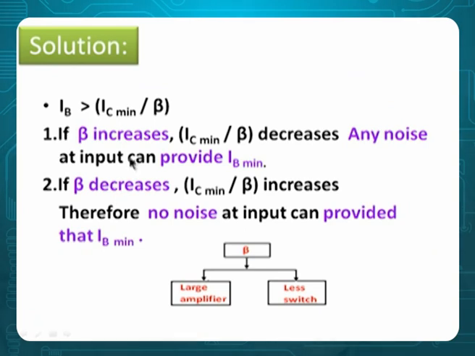Therefore, if it is switching, better go for a small value of beta. If it is an amplifier, go for a large value of beta. That's why beta is large for amplifiers and beta is less for switches. Most of the cases we normally take a large value for an amplifier, beta is 100 for an amplifier, and then beta is less for a switch, that is 19, 20, like that.